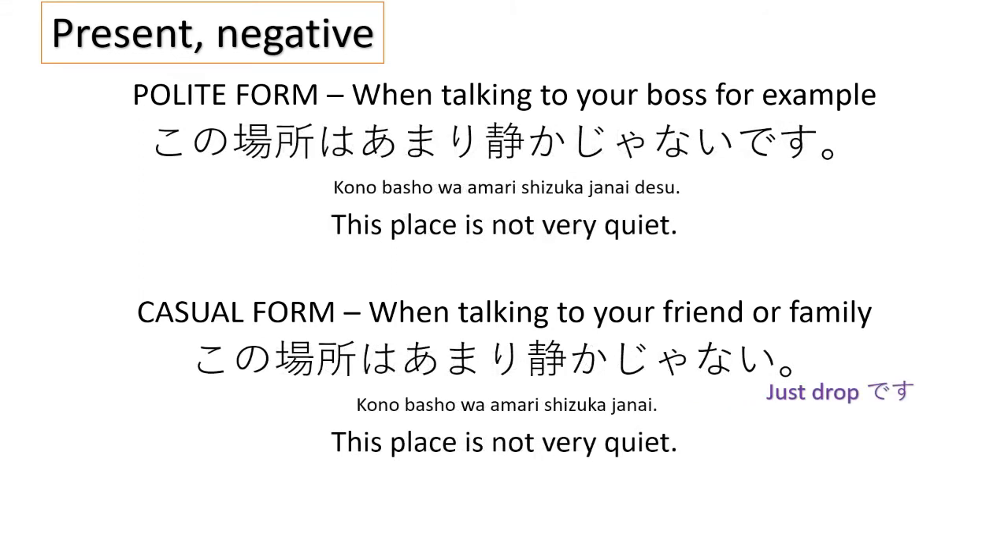For the na adjective, kono basho wa amari shizuka janai desu. This place is not very quiet. So, do you recognize we removed totemo and changed it to amari? Now, for the casual form, kono basho wa amari shizuka janai. We just drop desu. This place is not very quiet.